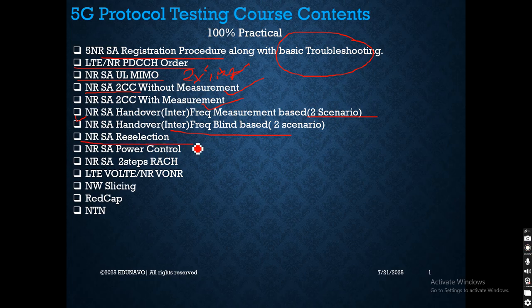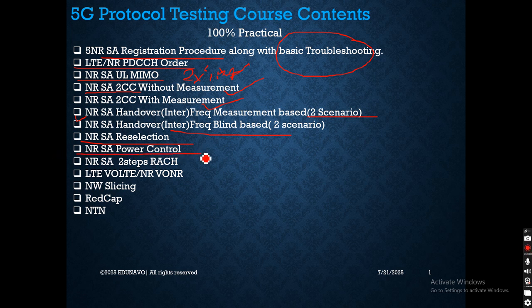Next, NRSA reselection. We'll see how reselection can be triggered and what the methodology for reselection is. I will also try to discuss the 3GPP way and the non-3GPP way.